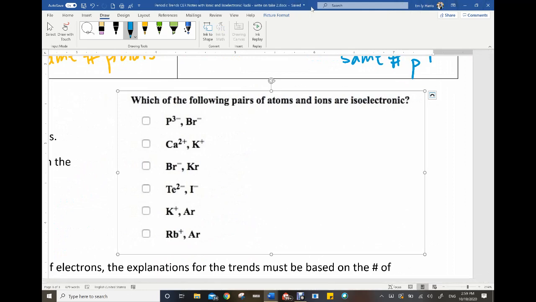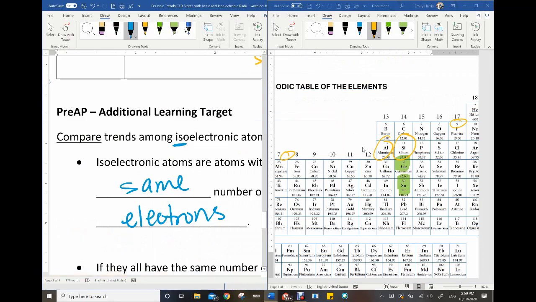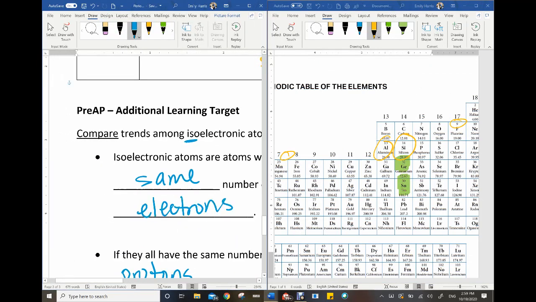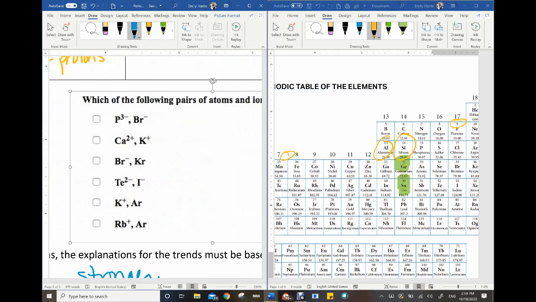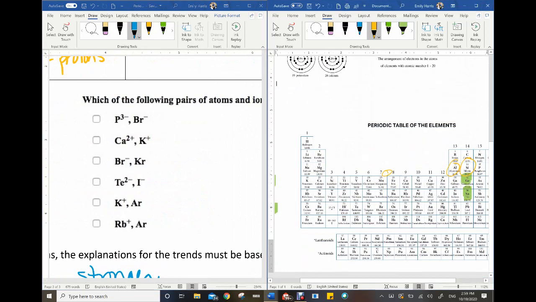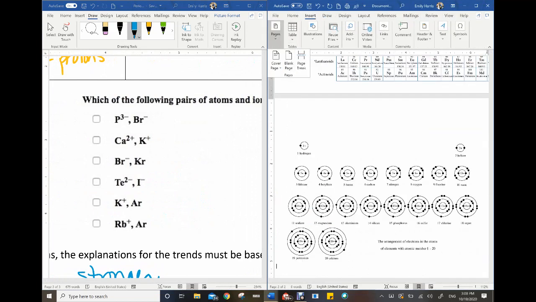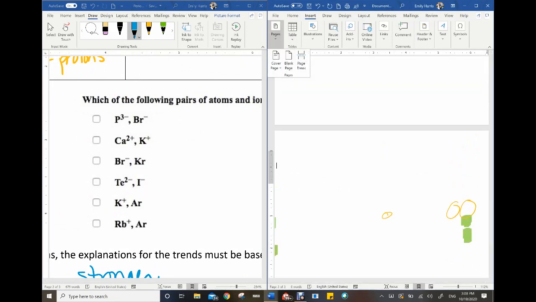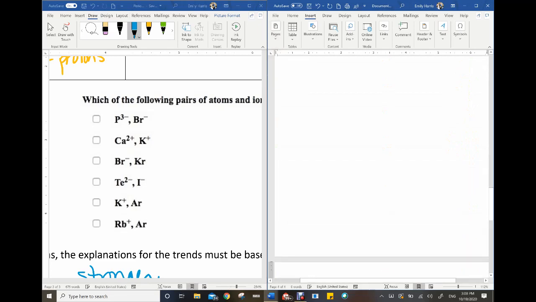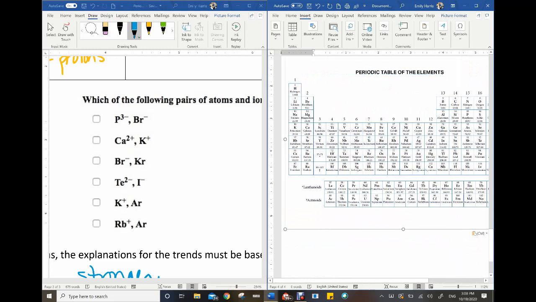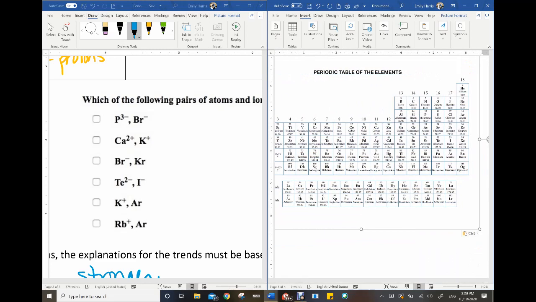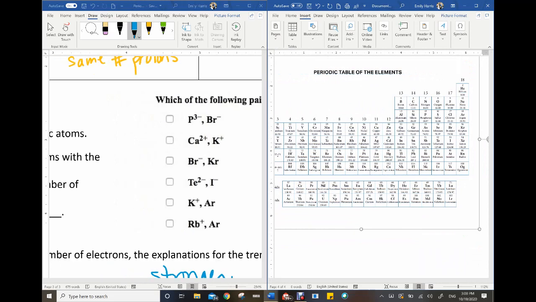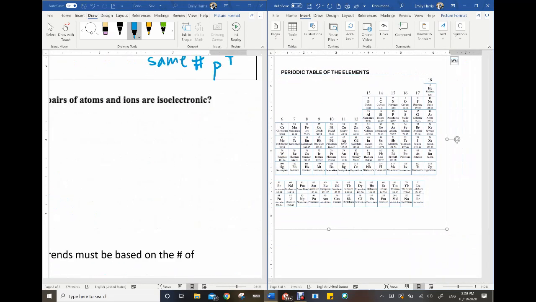Now let's make sure first that we can identify when you have pairs of isoelectronic atoms. And so we'll get out our periodic table one more time here and show you how to know when you have a pair of isoelectronic atoms. All right, let's pull this on a blank page. That way it's just a little neater. Okay. So what you want to look for, and let's start with this calcium 2+, potassium plus here.